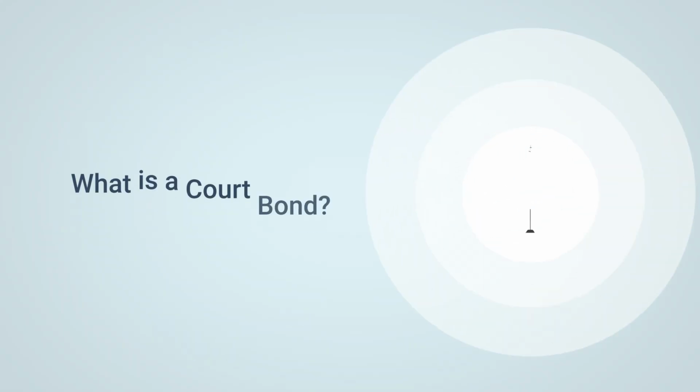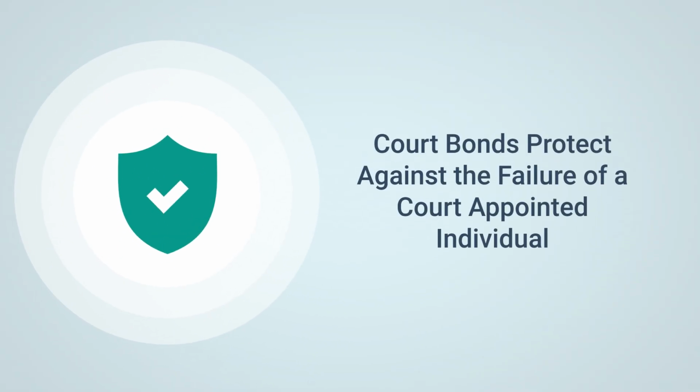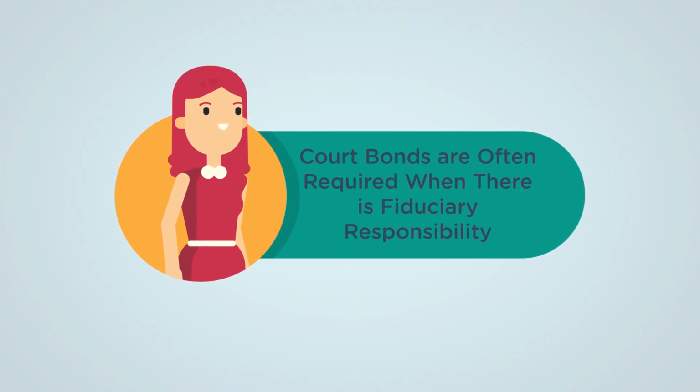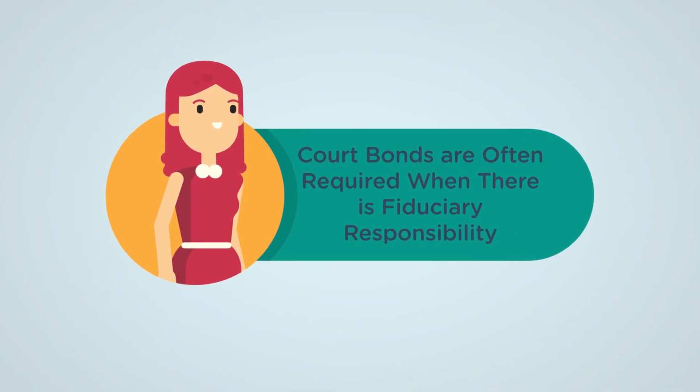What is a court bond? A court bond, sometimes called a judicial bond, is a type of surety bond required by a court. The purpose of the bond is to provide financial protection if a person appointed by the court fails to fulfill their legal responsibilities or causes financial harm to others. In simple terms, the bond helps ensure that court-appointed individuals carry out their duties honestly, ethically, and in accordance with the law. Court bonds are often required when someone is entrusted with managing money, property, or the interests of another person.